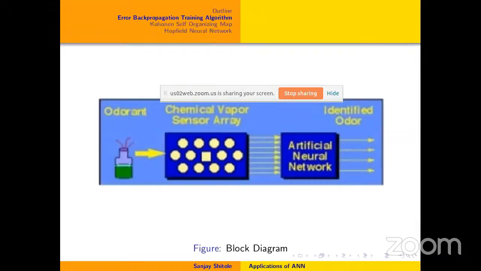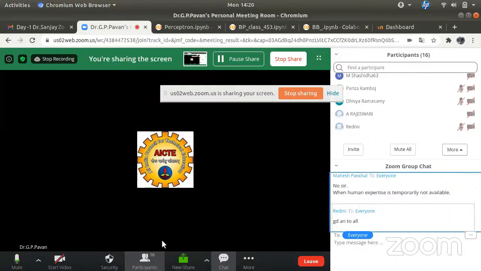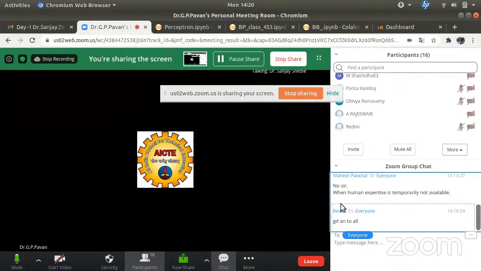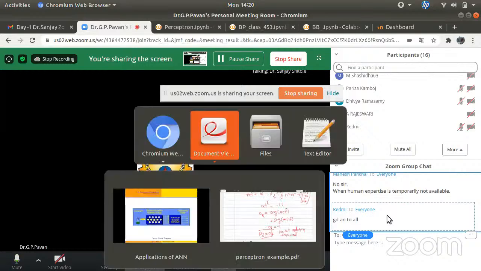Then if some suspicious cases are there, they can be forwarded to the expert doctor later. There is no cost involved either. A simple computer is required where this program is deployed. So that is the advantage of having the expert system. Here we got a question: in the chatbot, when human expertise is temporarily not available. Yes, that is the thing you have mentioned. Okay, very good.